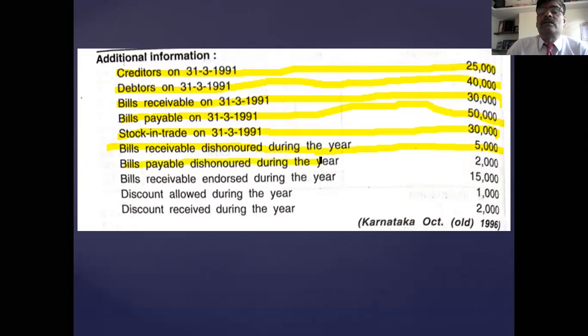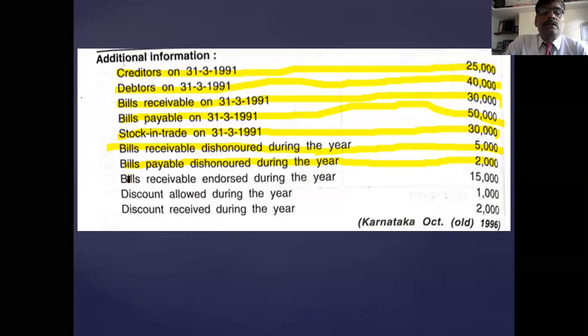Bills payable dishonored. This comes in the creditor account credit side first. Remember this, credit side first. By bills payable dishonored. And then goes to bills payable account debit side to creditors rupees 2,000. Remember these 2 points very carefully.